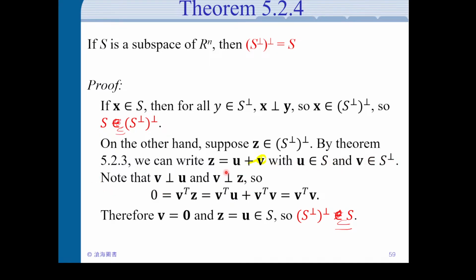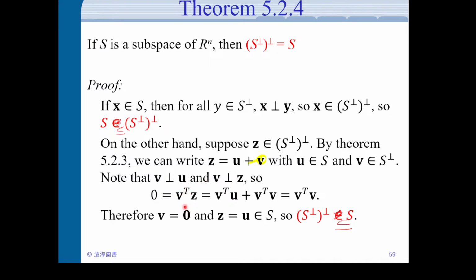And also V will be perpendicular to Z because Z is in the double perpendicular space, and V is in the perpendicular space. Okay, this is a lot of circling around, but in the end we have V is perpendicular to U and V is perpendicular to Z. So we take this equation and take the inner product with V.